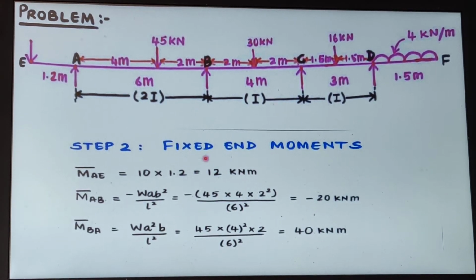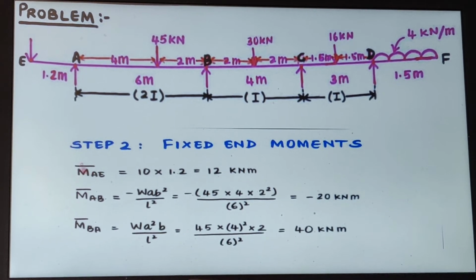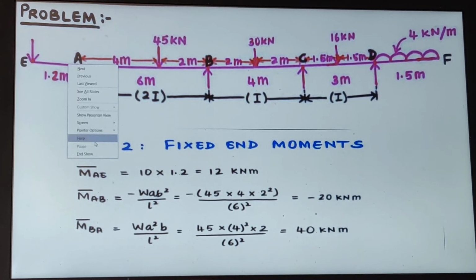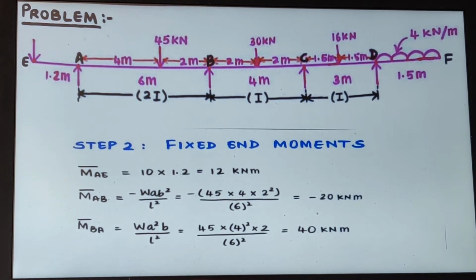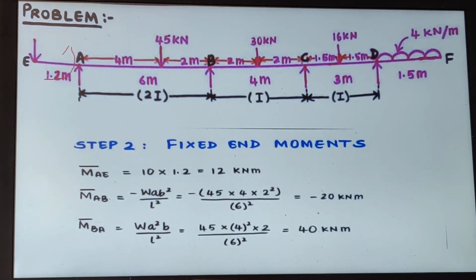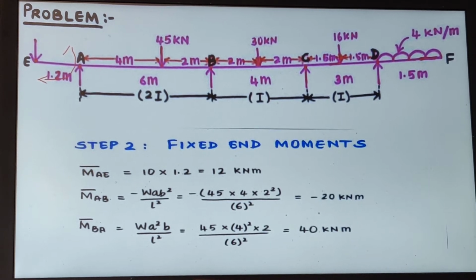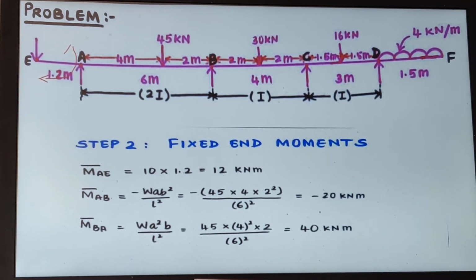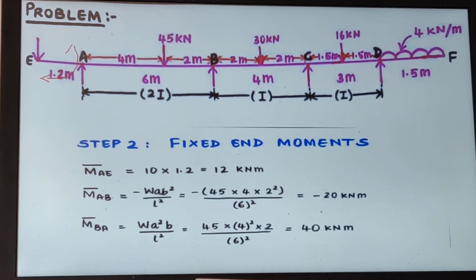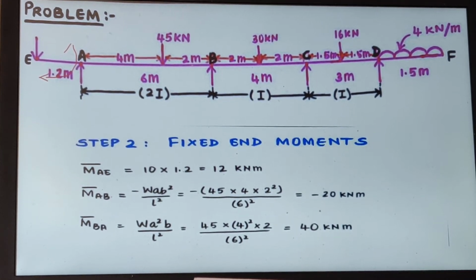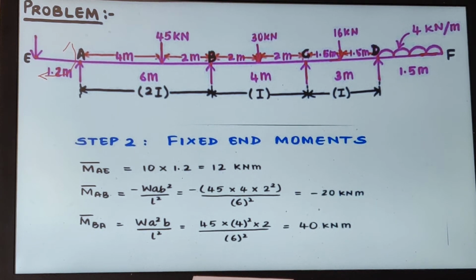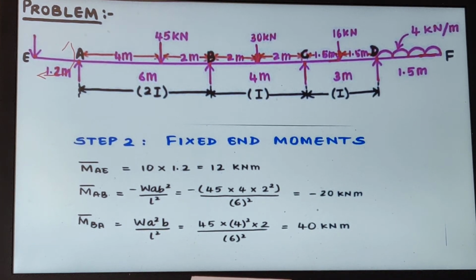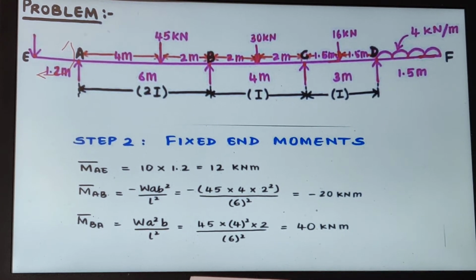Step 2 will be fixed end moments. At MAE, the overhang part, there will be a clockwise moment generated here, that is 10 into 1.2, the span of AE, you will get 12 kilonewton meters. And for MAB, using those formulas, you will get minus 20 kilonewton anti-clockwise and 40 kilonewton at BA, that is MBA.